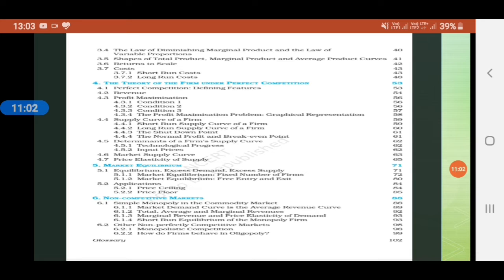At last, they have kept a concept, that is costs. So here we learn the meaning of costs, and the different types of costs in short run and long run. So this much they have kept in this third chapter.